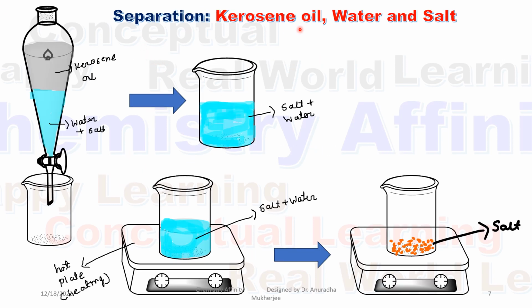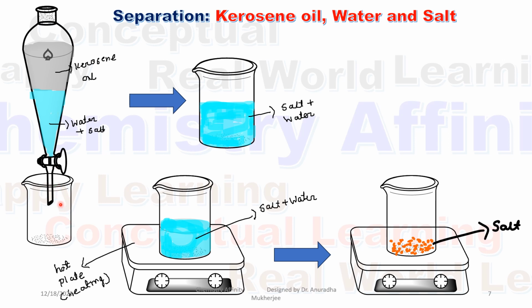We have to separate the mixture of kerosene oil, water and salt. The entire mixture we have to take in a separating funnel. Now this is a separating funnel. Here the higher density liquid will be in the bottom layer and the lower density liquid will be the top layer. So kerosene oil has lower density than salt water, so kerosene oil is on the top layer and salt water in the bottom layer.